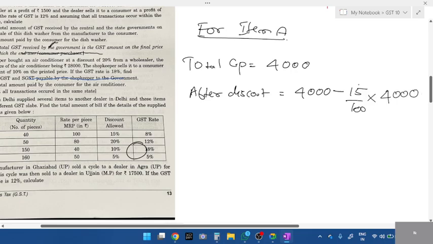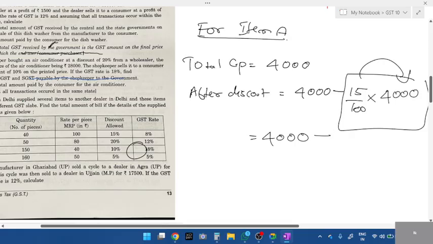Okay. See, this discount price, on what do we have to calculate it? Discount price is calculated on the cost price, right? Cost price. 4000 minus what is the value, students? 15 into 4 is 600. What's the answer? 4000 minus 600 is 3400. Right? Okay.